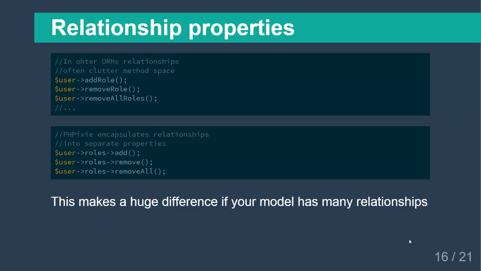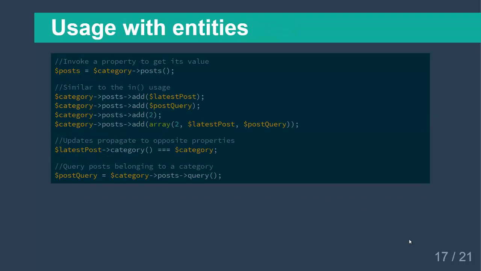So now let's take a look at relationships. As I promised, unlike the other ORMs that clutter your entity model with a lot of methods like add role, remove all roles that are then hard to find using autocomplete, PHPixie encapsulates these methods into properties. So instead of having add role, you would go roles add, roles remove all, and this is much more useful since just by typing user arrow, you can see in the drop down in your IDE the relationships that it has, and then for each relationship property you would get to see the methods available for it.